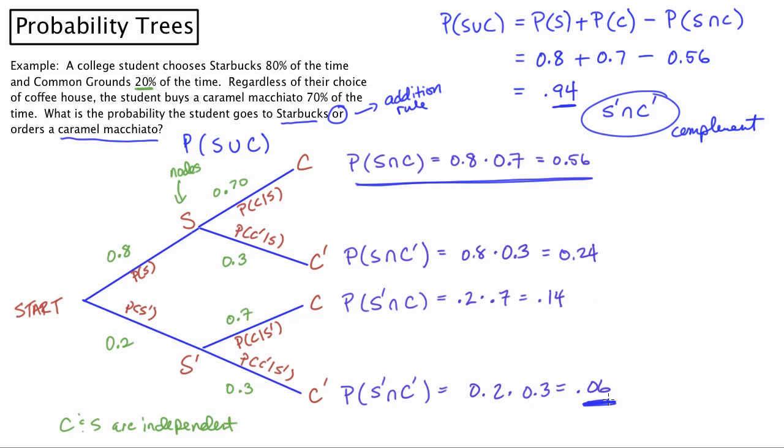Alright, I hope this has given you a little bit better insight on how to build the tree diagram as well as to label all the branches, pull out the important outcomes, and use that to actually answer a probability question.